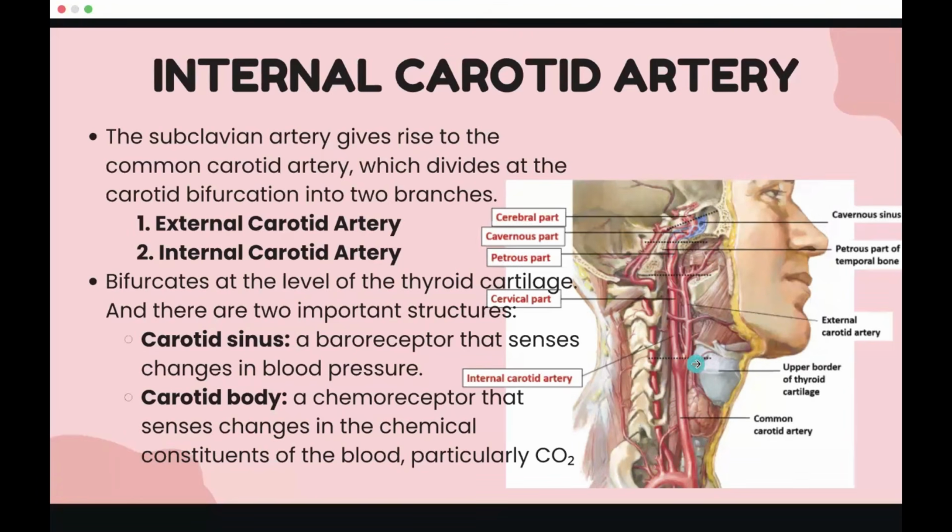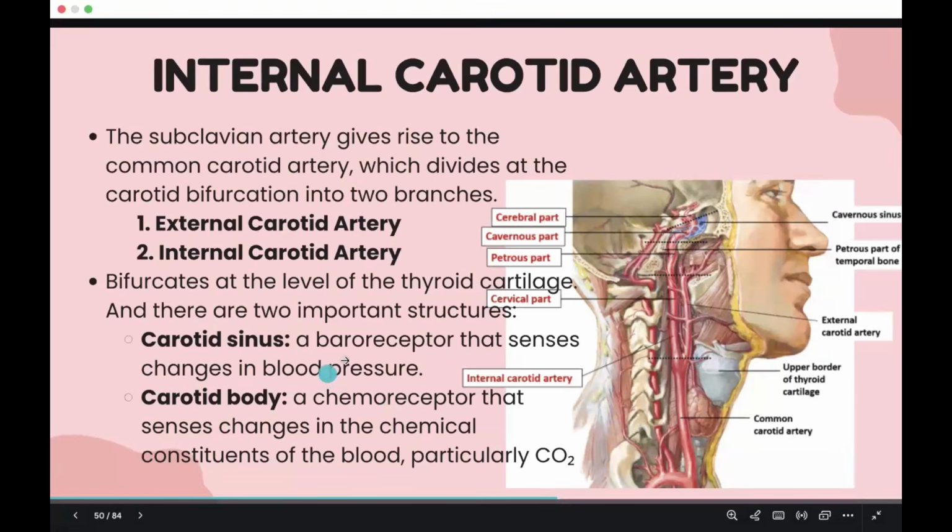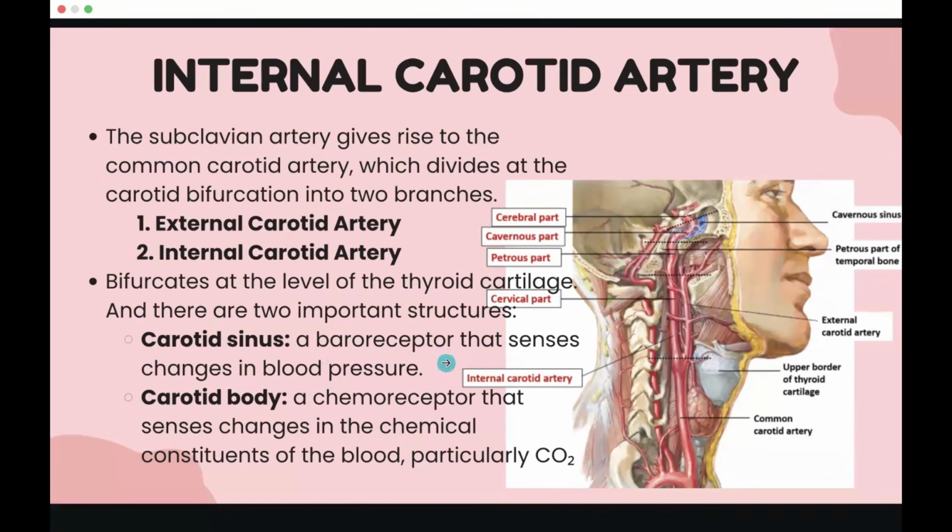And subhanAllah, this is where you feel for the carotid pulse. So you press medially against the upper border of the thyroid cartilage to assess for the carotid pulse. There are also two important structures. First of all, the carotid sinus, which is the baroreceptor that senses any change in blood pressure. And there's also the carotid body, which is a chemoreceptor that senses changes in the chemical constituents of the blood and is particularly sensitive to carbon dioxide.